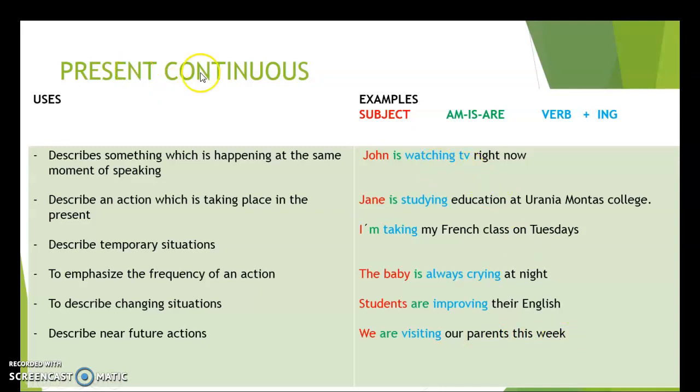For the present continuous, we need the subject plus the verb to be, is, am, or are, plus the verb plus ing. Here, John is the subject, is the verb to be, watching the verb watch plus ing, and the complement.